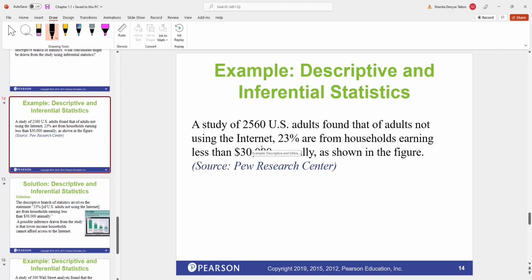A study of 2,560 U.S. adults found that of adults not using the internet, 23% of them are from households earning less than $30,000 annually. And I have the figure on the next page, so you'll see that. So let's identify the population. We're looking at U.S. adults, so the population would be the responses of all U.S. adults.